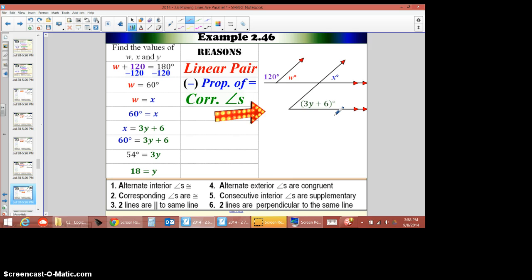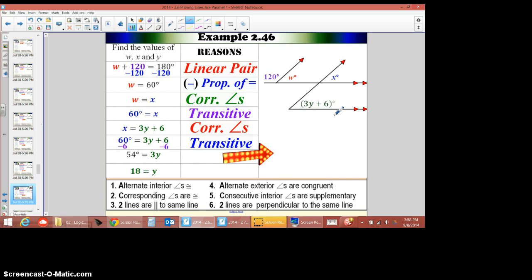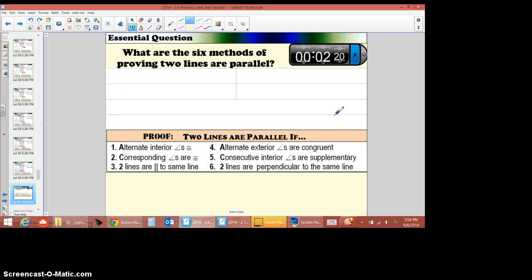W equals x is corresponding angles. Transitive property gives us this. X and 3y plus 6 is corresponding angles. Transitive property to get rid of the variable. And algebra gets us to y equals 18.